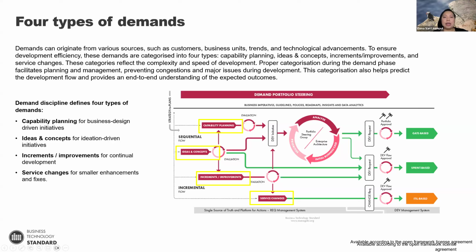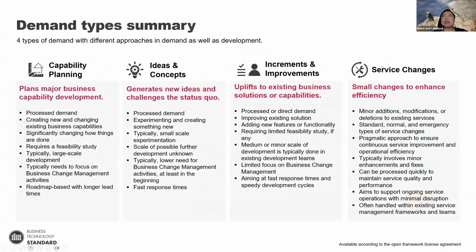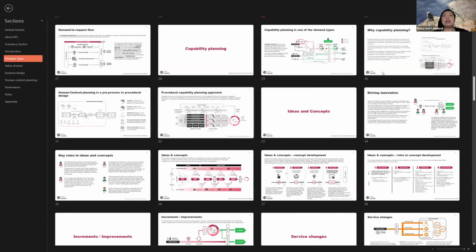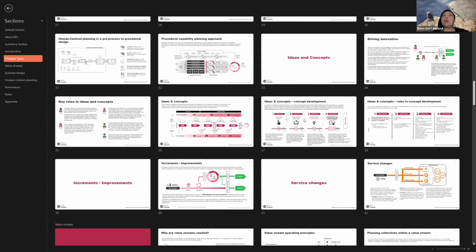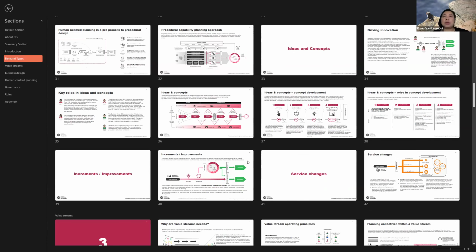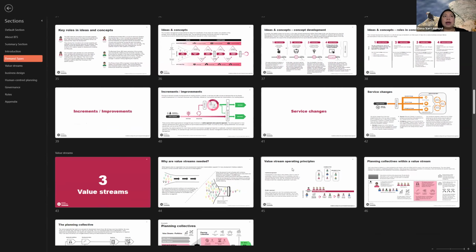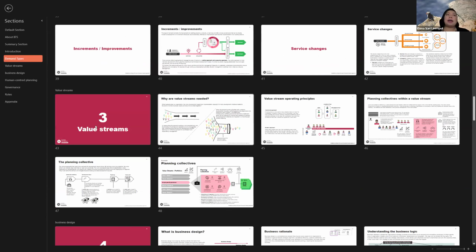Okay. So there we have the types of demand, and then if we look into those, these are explained in more detail as well here. Then you can go and see what are capability plannings, what's ideas and concepts, what is involved in that. We have opened up some of these to give you more as well, the procedures to do it. And then we have described here value streams as well.